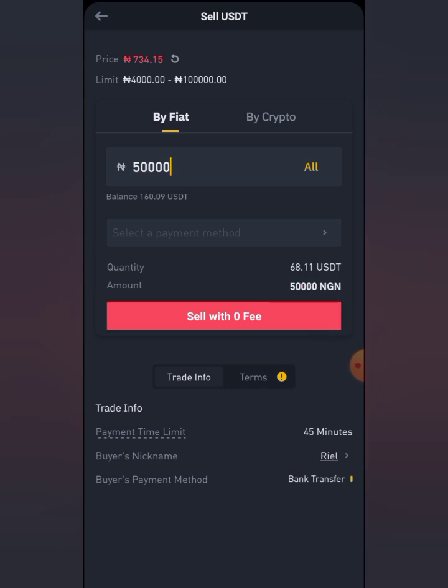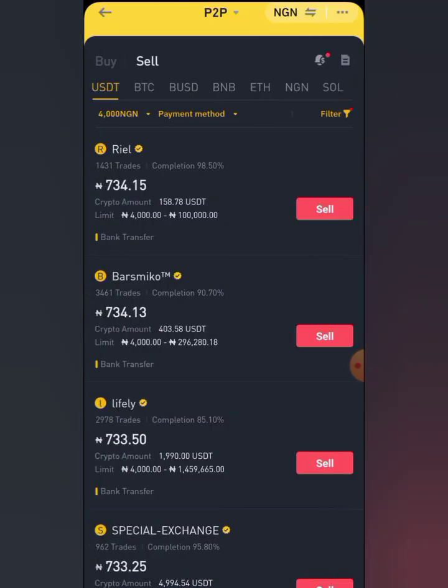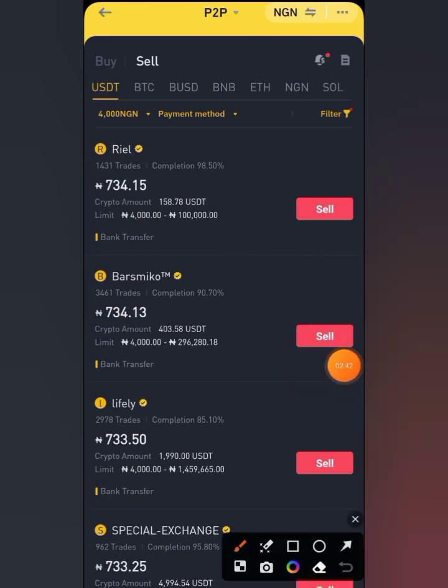If this merchant buys this USDT from me, what he will do is go back to the sell section and place another ad, which is on the buy side. Remember, their own sell section is on the buy side.